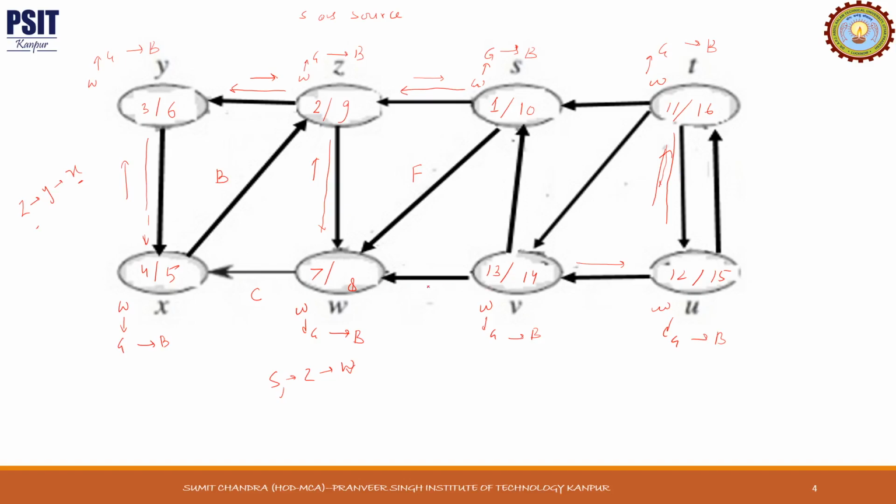Again V and W are not following any path, so cross edge. Now V and S, again not following any path. Cross edge. T and S, no path. Cross edge. Now T to U to V. This is a path. So we have T, U, V. So ancestor to descendant we have S. So this is a forward edge.